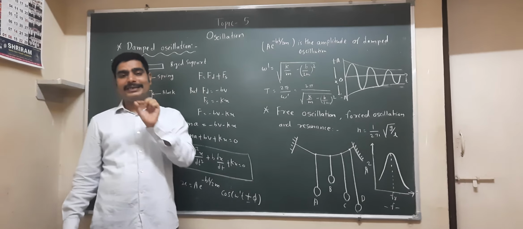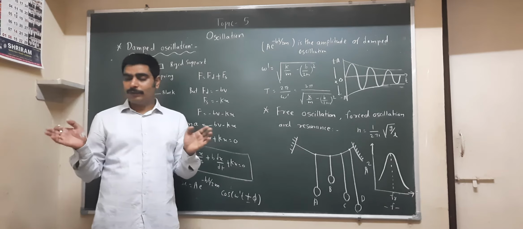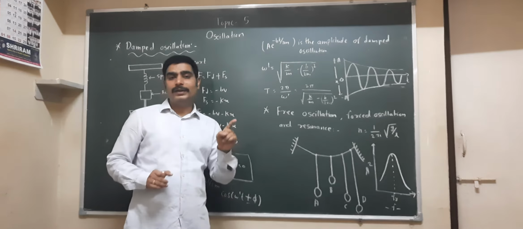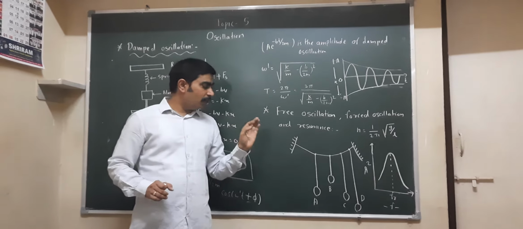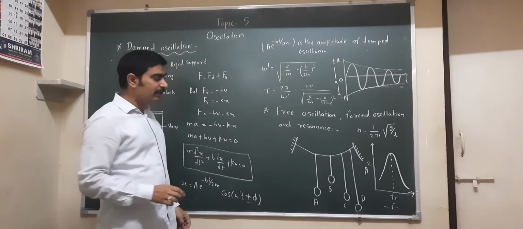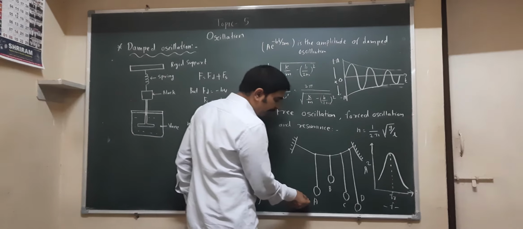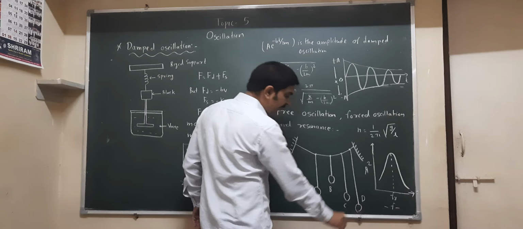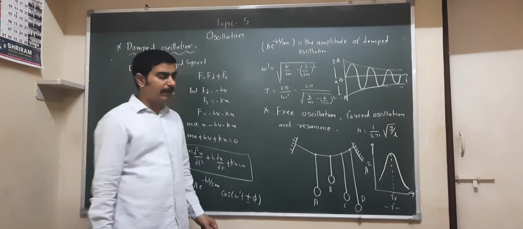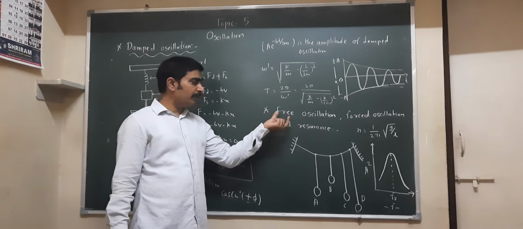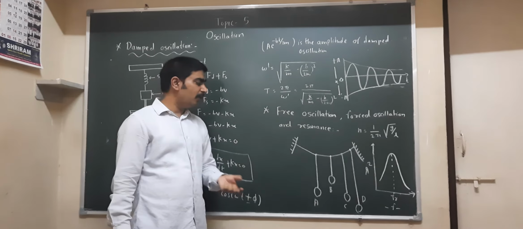For resonance, the natural frequency and the frequency of the external force should be equal. That is the condition. Now here you can observe that A, B, C, D are the four pendulums we have taken. First, we are going to write regarding the free oscillation.